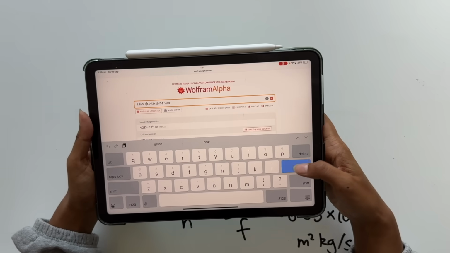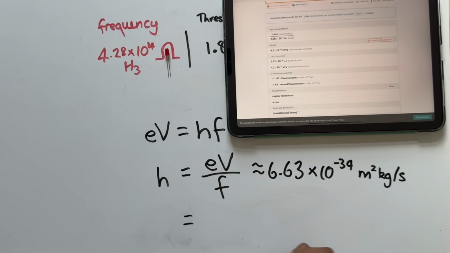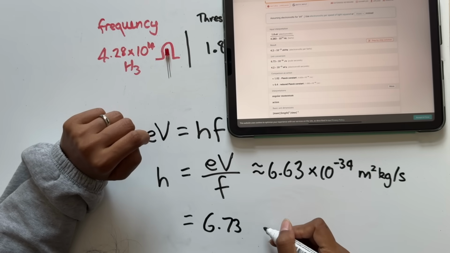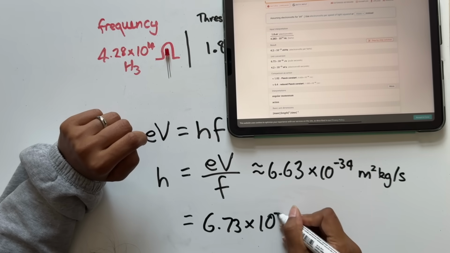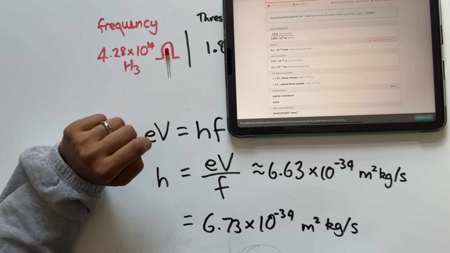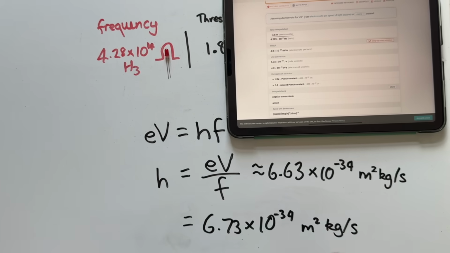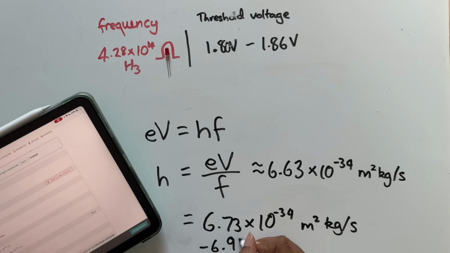So let's see. Okay, so that's crazy. The number we were going for is this, and what we actually got was 6.73 times 10 to the negative 34. Basically, very, very accurate. That's crazy. Okay, let me just try the high threshold number to see if that was better or worse. So that one would have given us this, which, yeah, is a little bit worse, but still very, very close to the real thing.